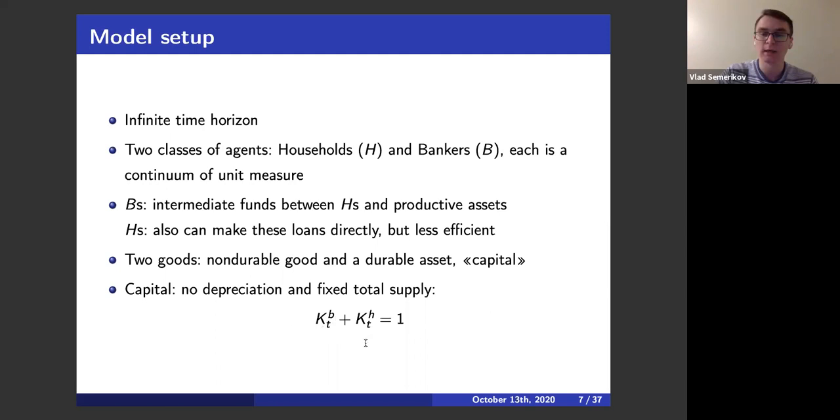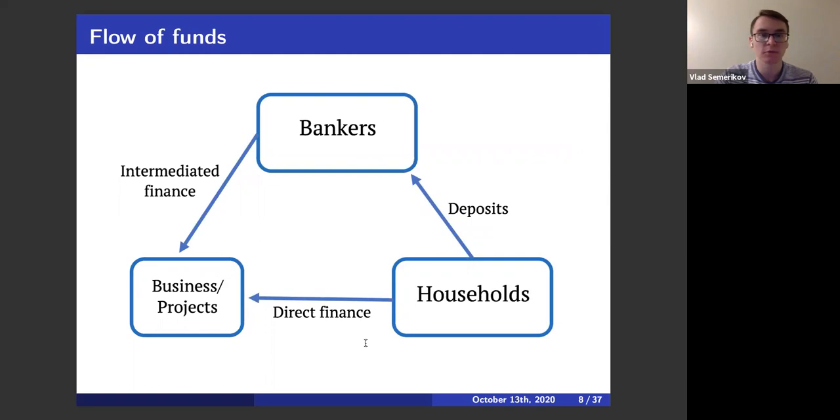Here's a quick illustration of the structure of the model. As I said, we're going to have households. They will save either in the form of deposits in the banks or in the form of direct loans to the production side of the economy, which is a little bit degenerate. So it's more correct to refer to this side as just productive assets rather than some businesses or projects. And bankers are going to intermediate funds and also invest into these productive assets.